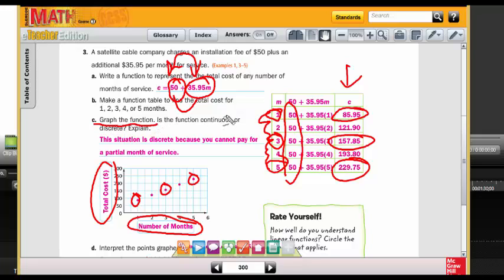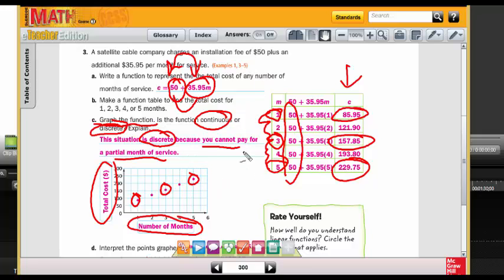Now, we also need to, so we graph the function. We also need to determine, is this continuous or is this discrete data? And this situation is discrete because you cannot pay for a partial month of service. Now, I know that somebody out there is going to probably point out that if you move or something at the end of the month, the cable company will only charge you for the half month you used. That's really not what we're looking at here. You can't call up the cable company every month and just get the first half of the month cable service and then turn it off for the second half of the month.